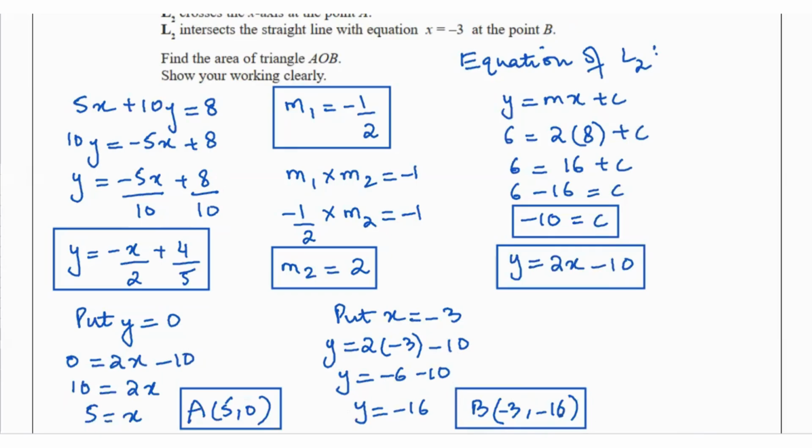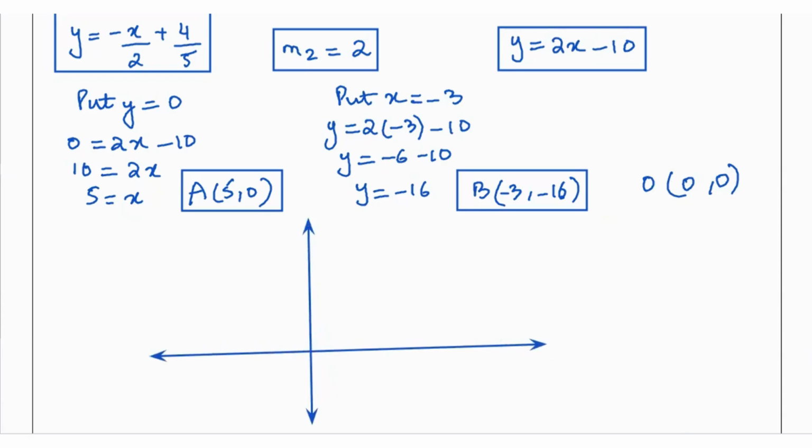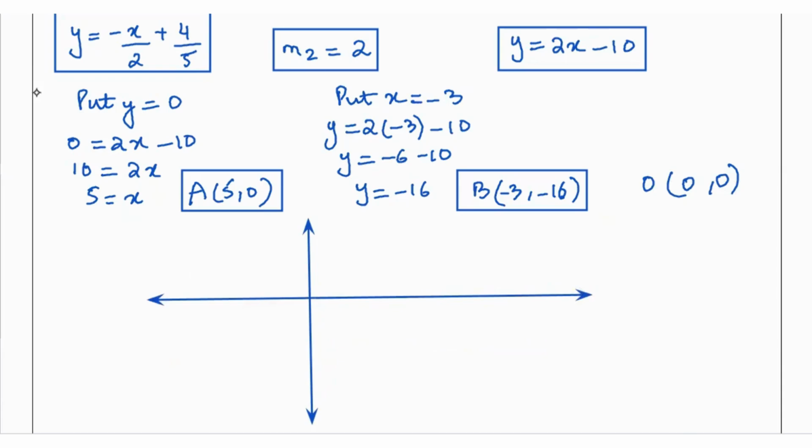Next, it said find the area of the triangle AOB. So we have the coordinates of A, we have the coordinates of B, we know O is the origin. So using this, we need to figure out the area of triangle AOB. The origin is (0, 0). So let's do a rough sketch. This is our O. (5, 0) is going to be, let's say over here, this is point A. Point B is (-3, -16). So let's say that's over here.